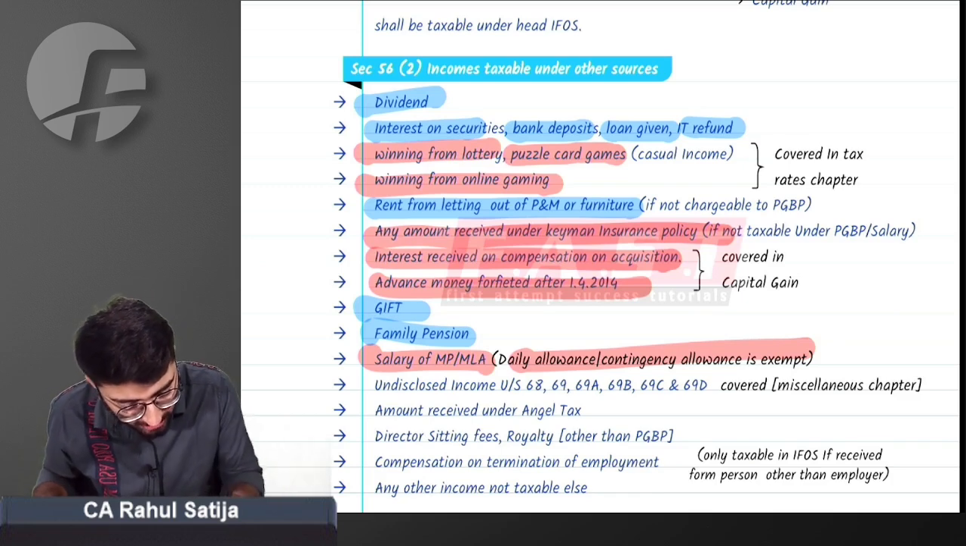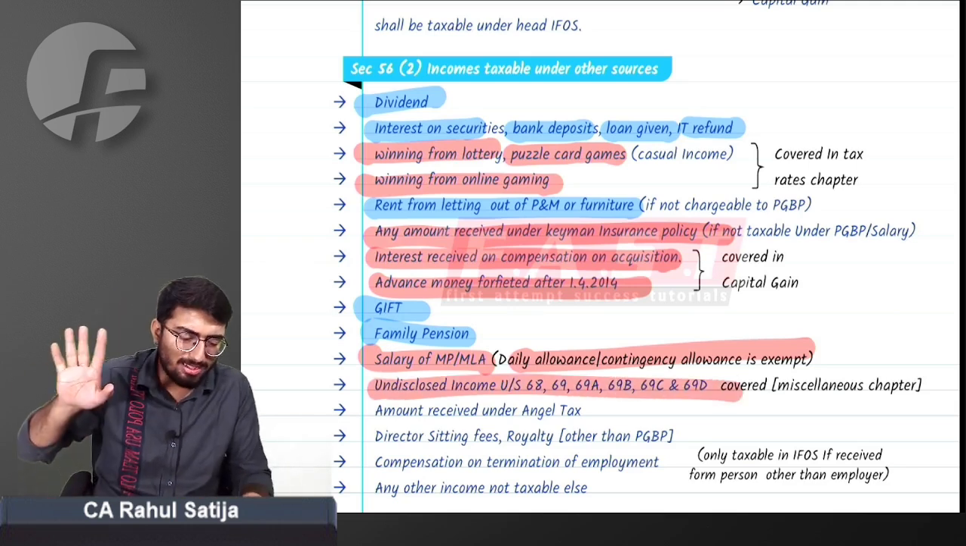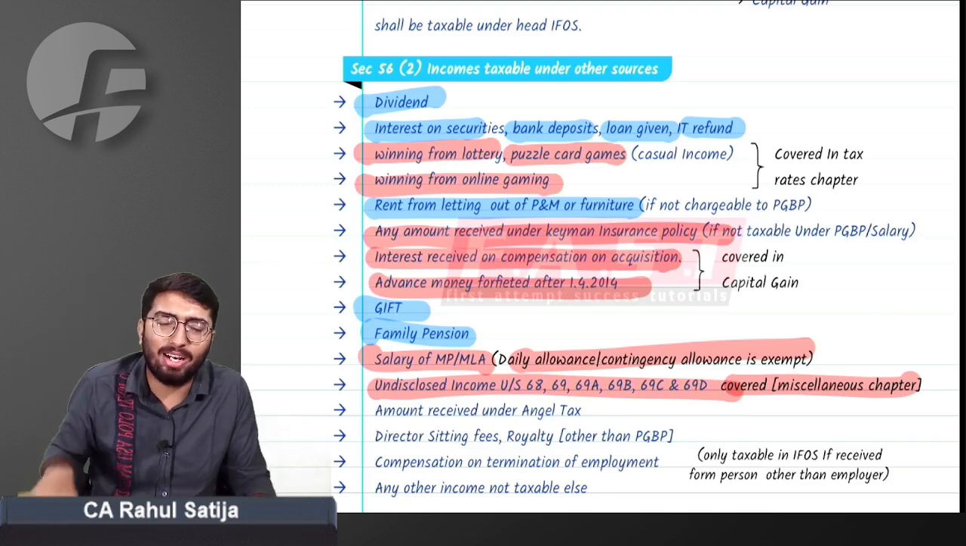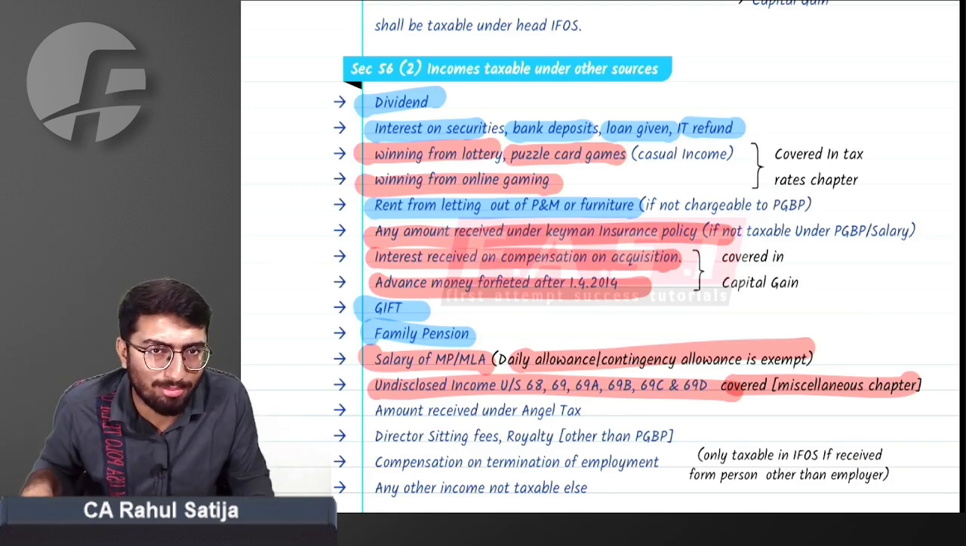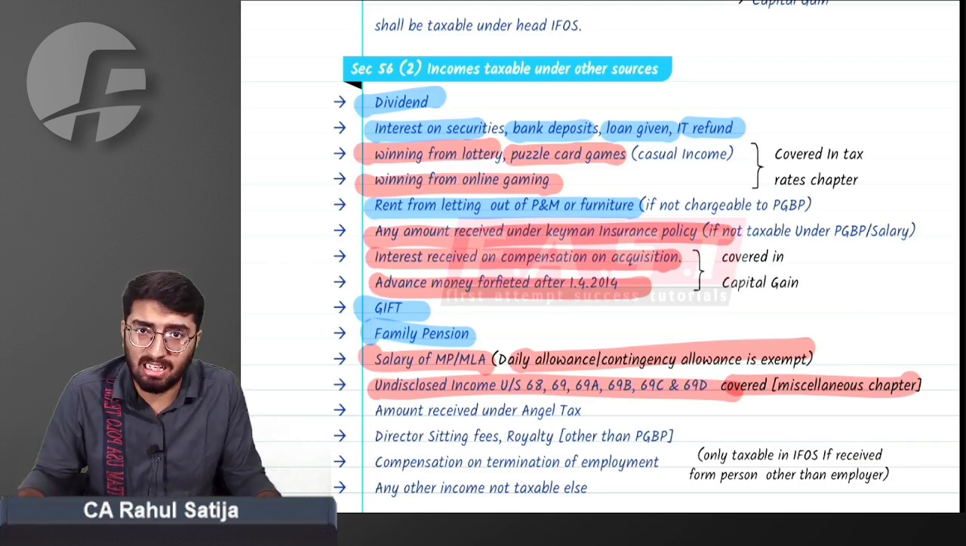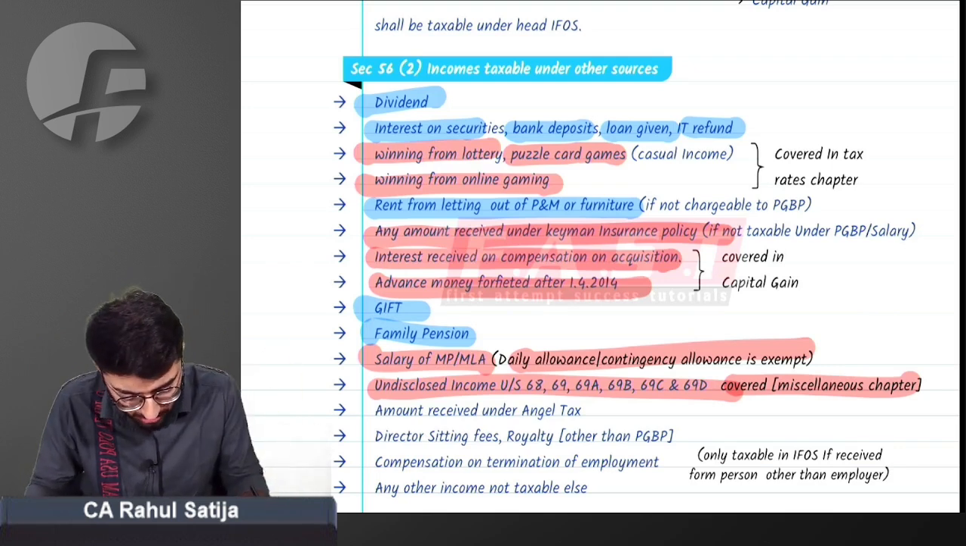Sir, any undisclosed income? For example, there is an entry in my account. Okay, we'll study about this undisclosed income. For example, I have a house in Juhu. I have a house in Bangalore and I have not disclosed such house to income tax authorities. How will that house be taxable? That house will be taxable under the head IFOS. We will study about this in miscellaneous topics.